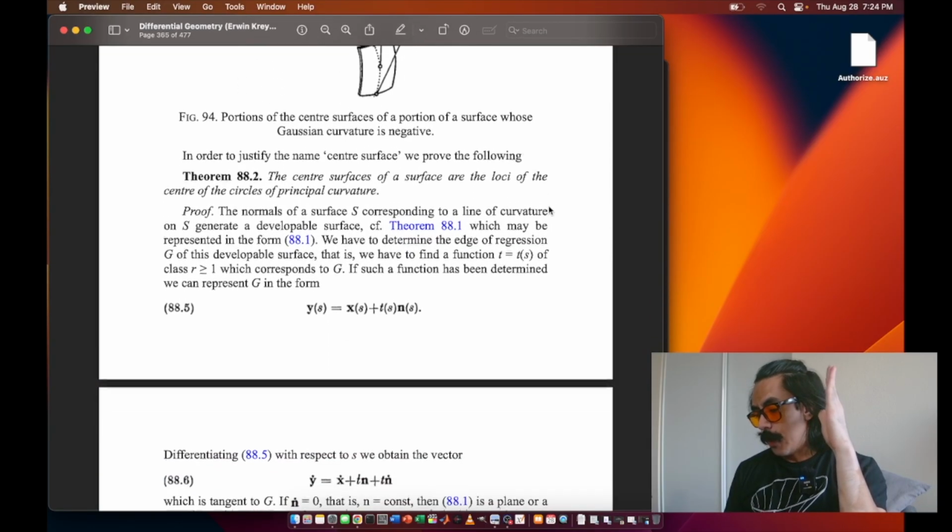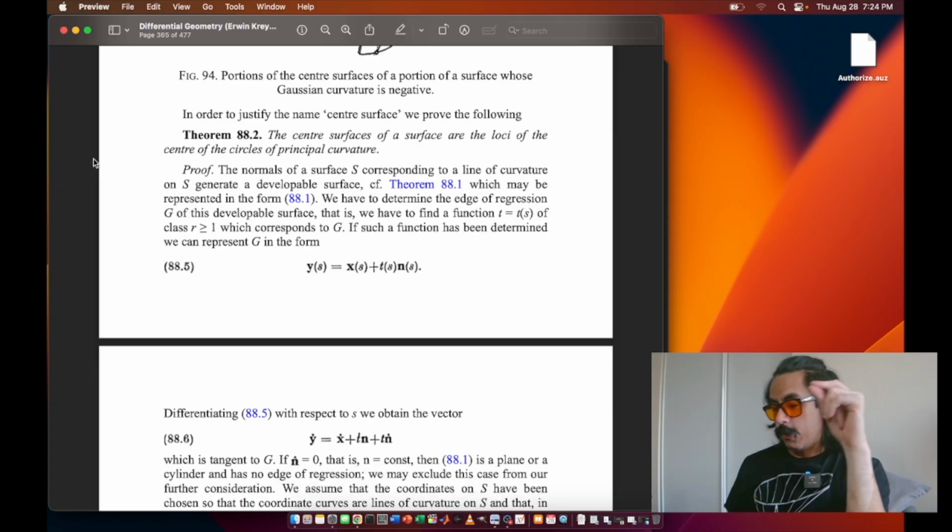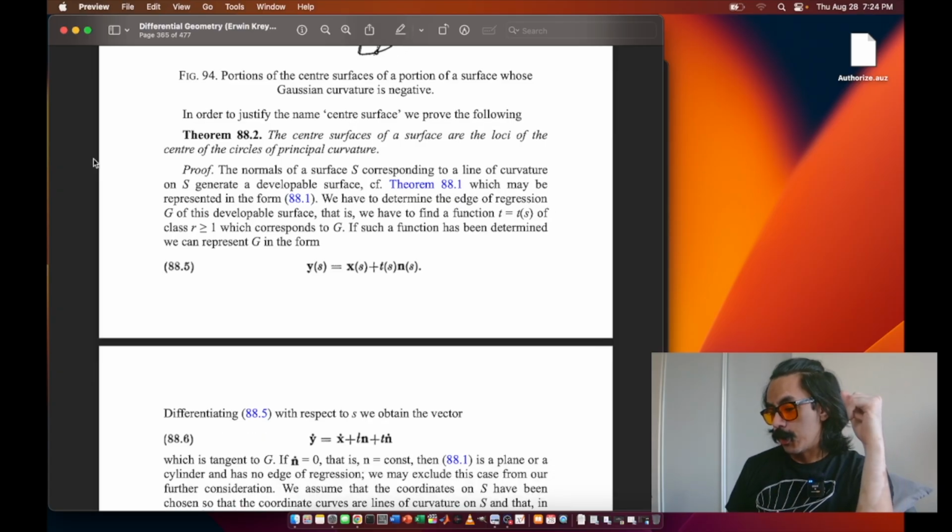In order to justify the name center surface, we prove the following. Theorem 88.2. The center surfaces of a surface are the loci of the center of the circles of principal curvature. Moving on. The proof of theorem 88.2 is as follows.